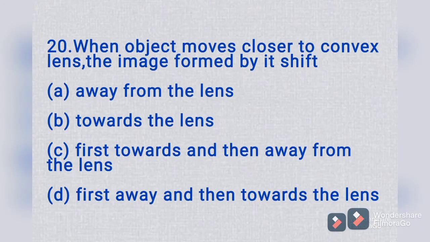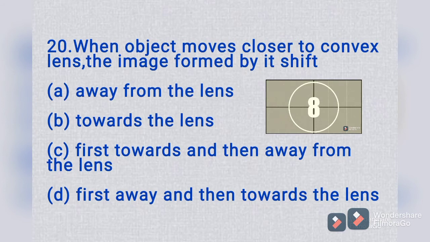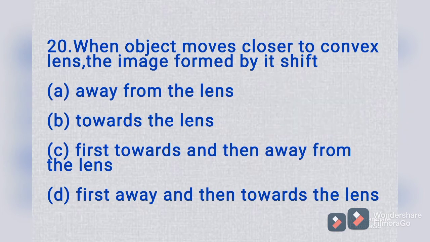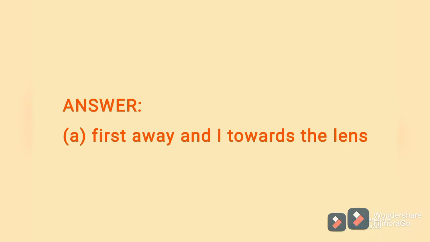20th question. When object moves closer to convex lens, the image formed by it shifts: option A, away from the lens, option B, towards the lens, option C, first towards and then away from the lens, option D, first away and then towards the lens. And the answer is option A, away from the lens.